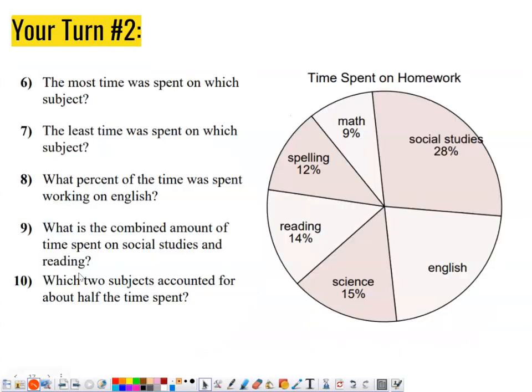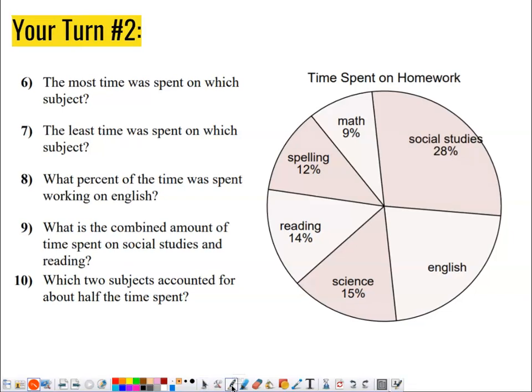All right, your turn, number 2. So again, we have time spent on homework. We see that we have every single piece except for the English. So we need to calculate that piece. Take 100 and then subtract off the sum of the remaining pieces. And then you should see that 22% is English. Okay? So the most time was spent on which subject? We see social studies has the biggest piece.